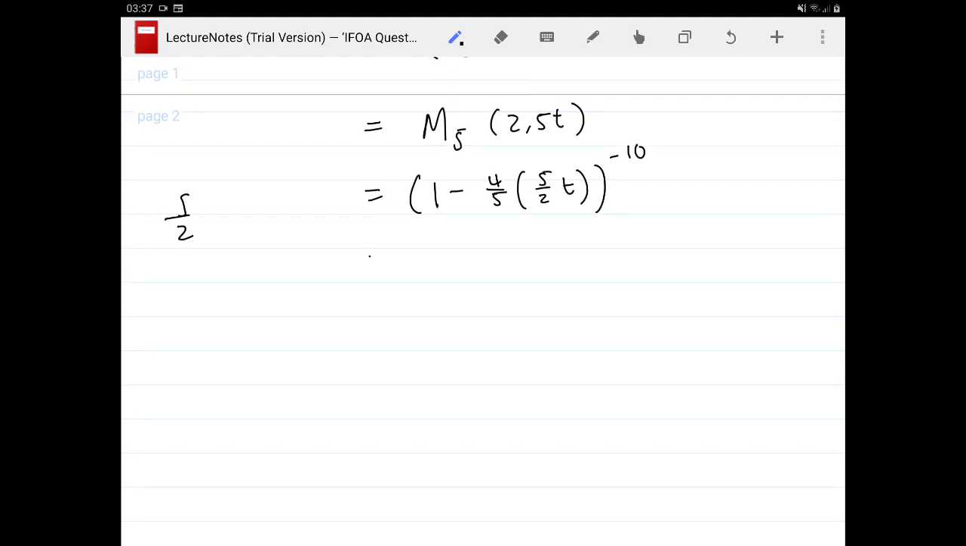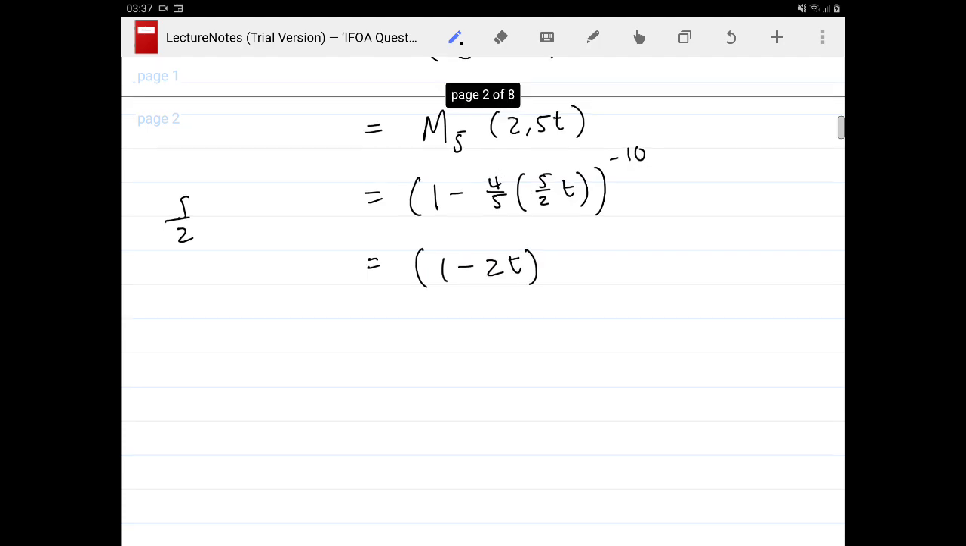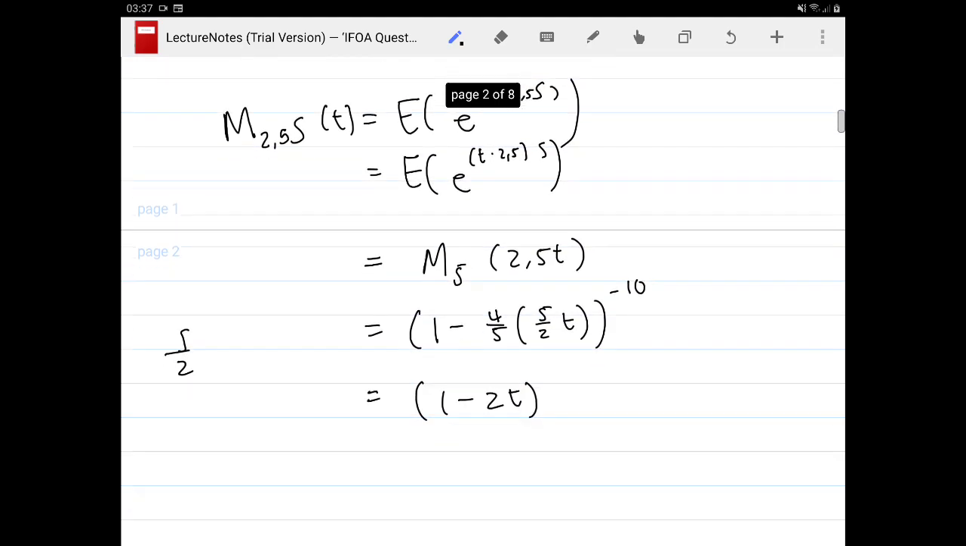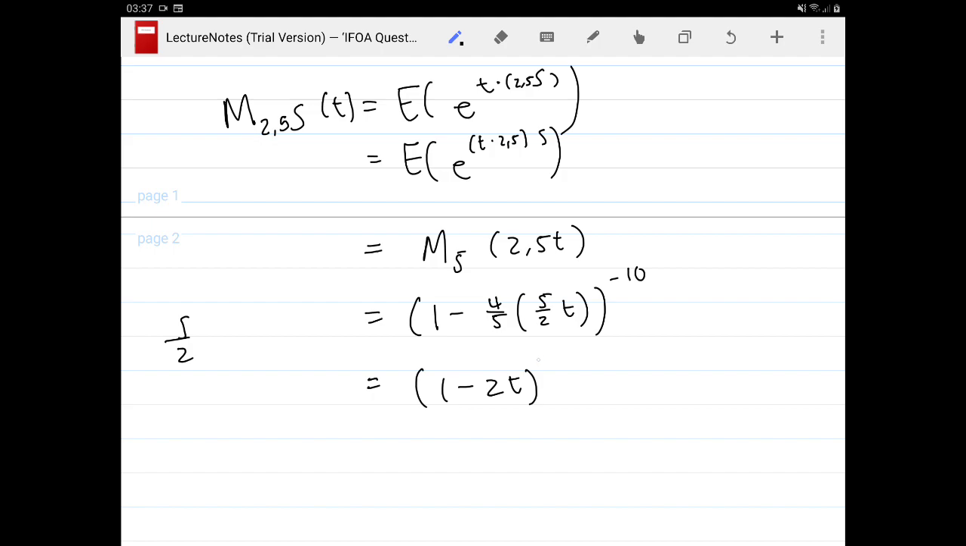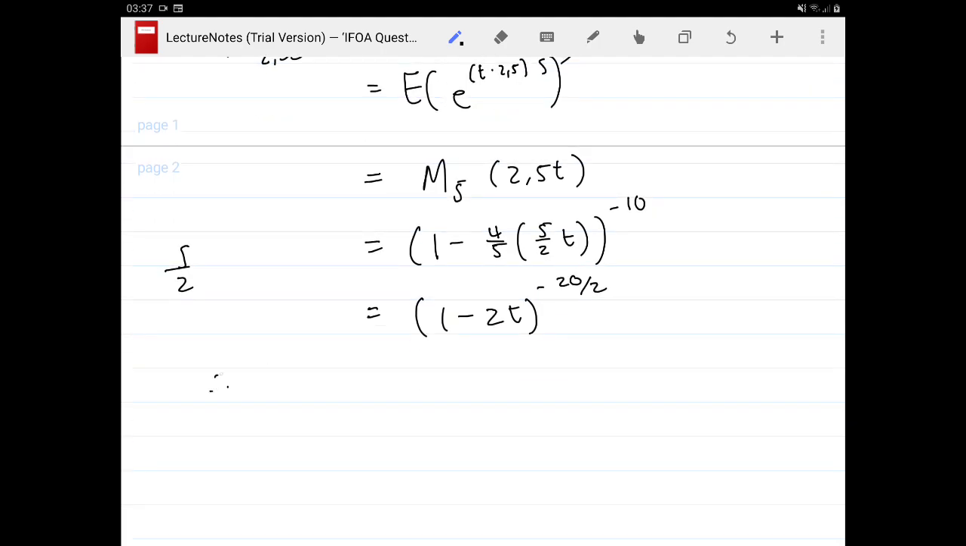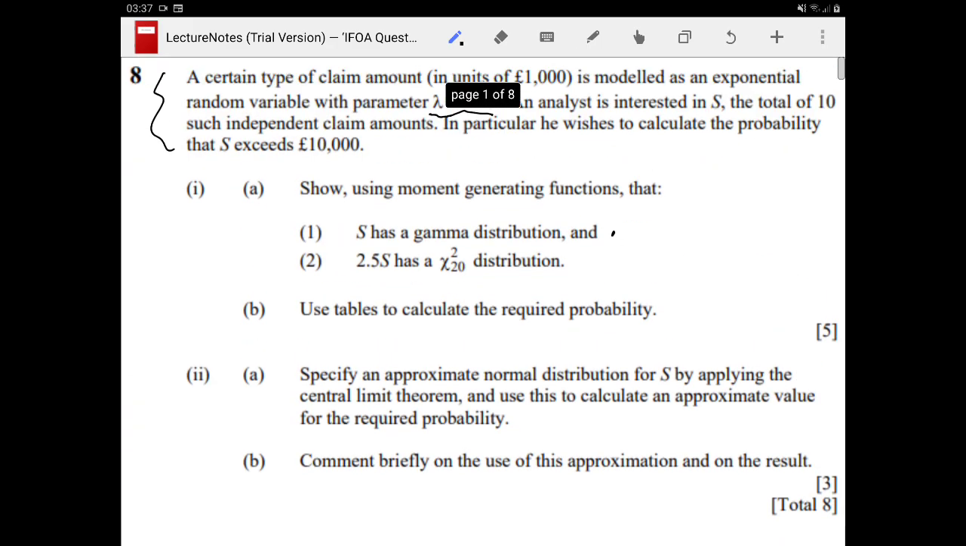So we can simplify this a bit to be equal to 1 minus 5. Those 5s cancel. 4 divided by 2 is 2t. So we've got the 1 minus 2t so far. Now we just need the minus n over 2. And negative 10 is the same thing as minus 20 over 2. So therefore we have shown that 2.5S is a chi-square distribution with 20 degrees of freedom. Okay, so that's the first two questions.